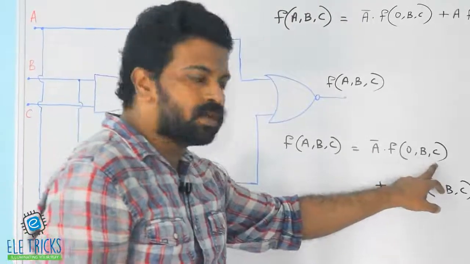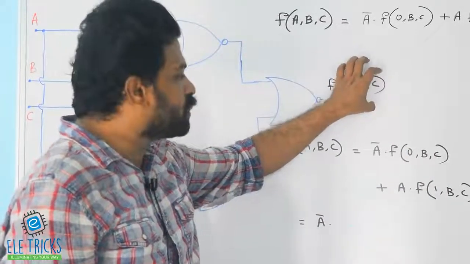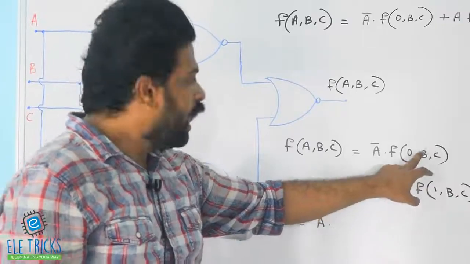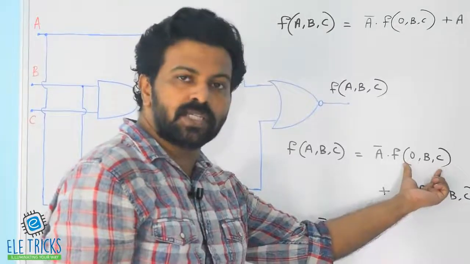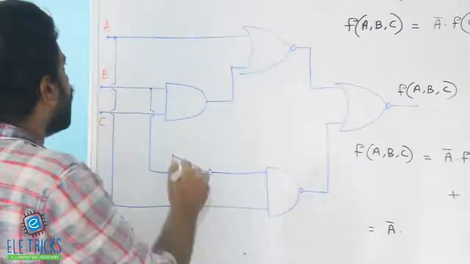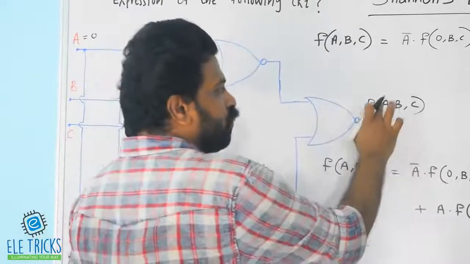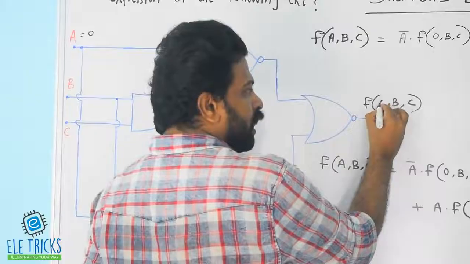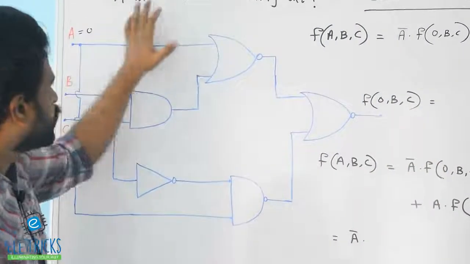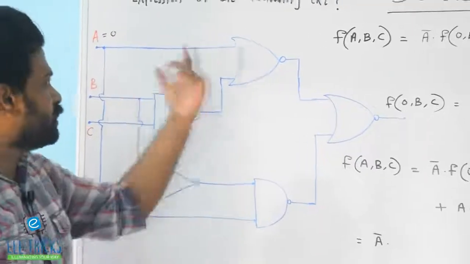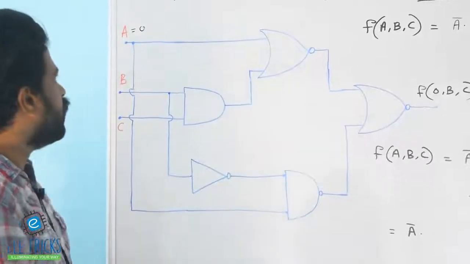If you look at this term closely, it is nothing but this particular function, that is nothing but the output of the circuit when a is equal to 0 and b and c are as it is. So how can we get this f of 0 comma b comma c here? What you need to do is just make a is equal to 0 here and calculate the value of this particular output. So let's try to evaluate this one, because this calculation will be much easier since it involves the NOR gate, NAND gates, etc. So let's see this one.